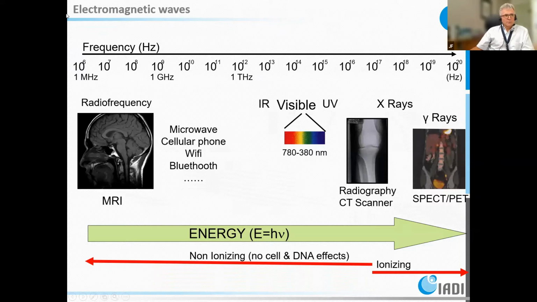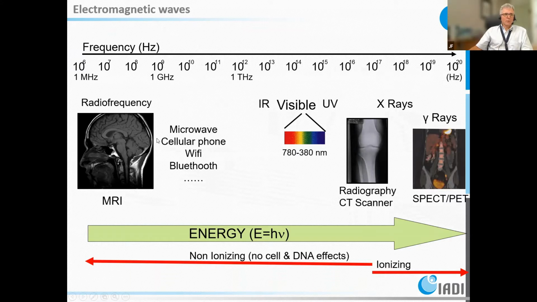As you know, we have electromagnetic waves everywhere. MRI, of course, but cell phones, Wi-Fi, Bluetooth, and so on. These are always electromagnetic waves. Light is an electromagnetic wave, X-ray, gamma wave, and so on. As you probably remember from school, when you go higher in frequency, you have more energy here. And after a time, it's ionizing.